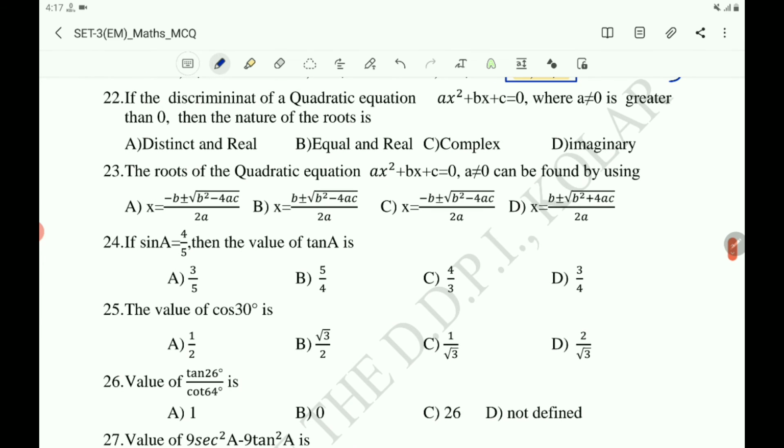Then you take the question number 22. If the discriminant of a quadratic equation ax square plus bx plus c equals 0, where a is not equal to 0, is greater than 0, then the nature of the roots is, here if b square minus 4ac, which is the discriminant part, is greater than 0, then the roots are real and distinct. So which is the answer here? Option A is the answer. So note down, option A is the answer.